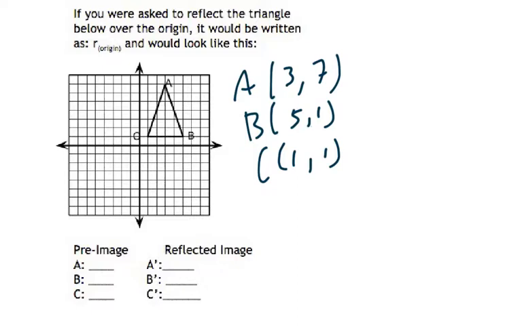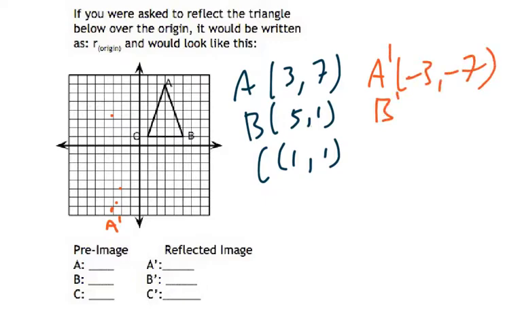Alright, so now we're going to reflect over the origin. And a reflection over the origin is really a reflection over the y-axis and then a reflection over the x-axis. So the reflection over the origin is really a double reflection. It's a reflection over y and a reflection over x. So our A prime, instead of being to the right 3 and up 7, is going to be to the left 3 and down 7. So here's our A prime. A prime is negative 3, negative 7.